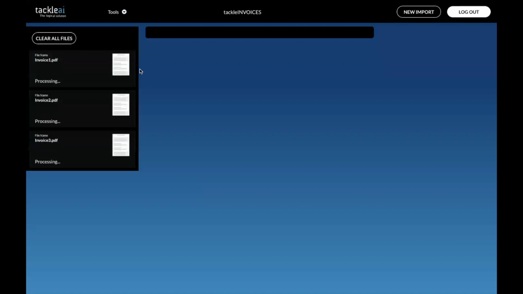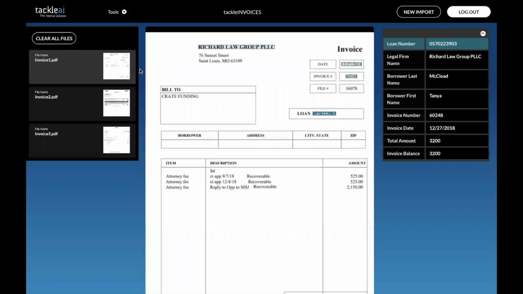In a matter of seconds, you will see that Tackle AI is able to read, understand, and then process all of the relevant information that you need to have extracted and automatically added to your AP system. Let's take a look at this first invoice.